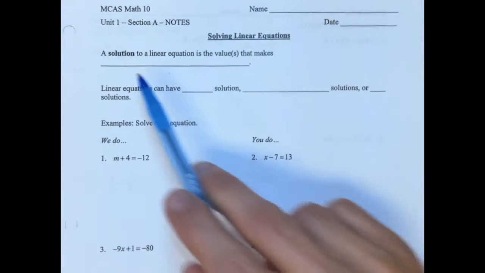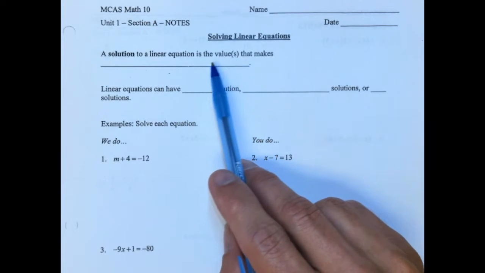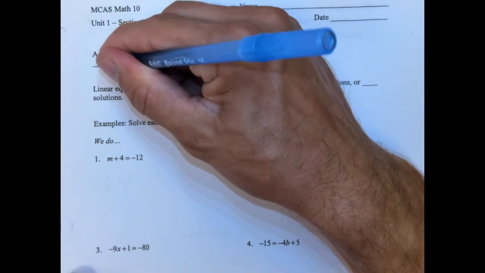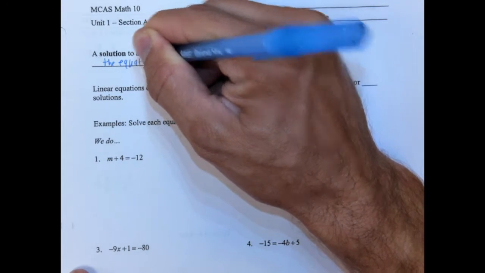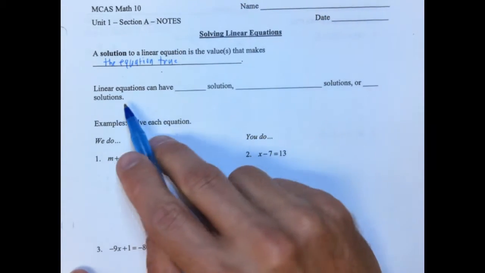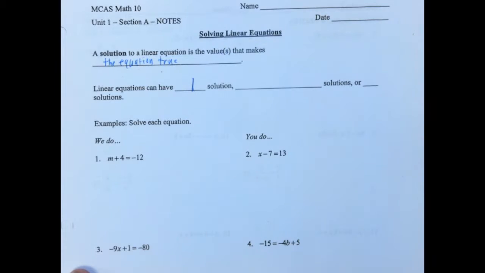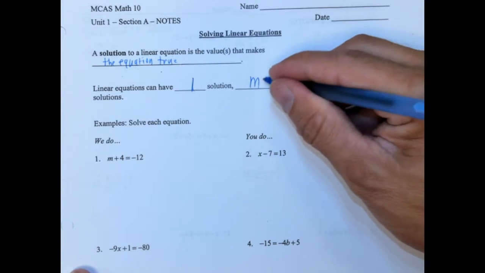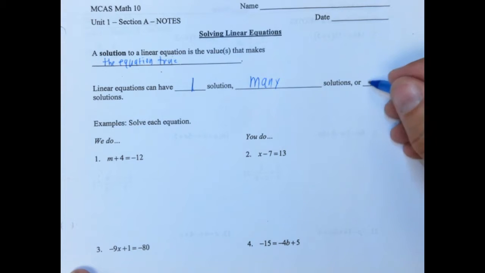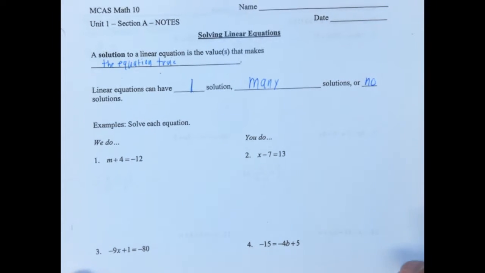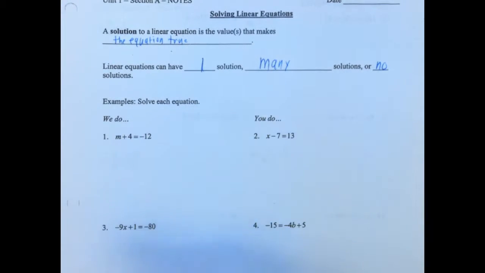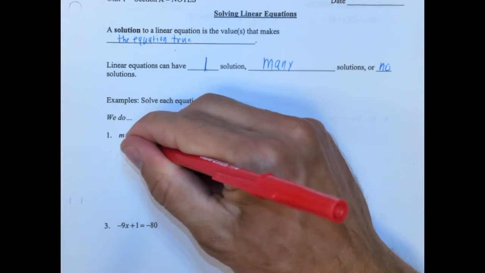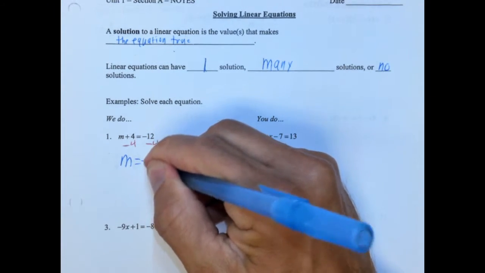Alright, solving linear equations. A solution to a linear equation is a value that makes the equation true. Linear equations can have one solution, many solutions, or no solutions. Okay? And let's go ahead and solve these. So we have what looks like a single step equation. So we're going to do the inverse operation. So we're going to subtract 4 from both sides. And we're going to get m equals negative 16.